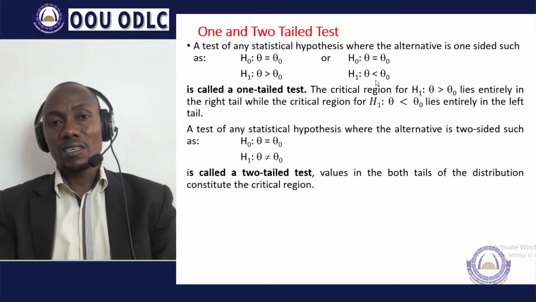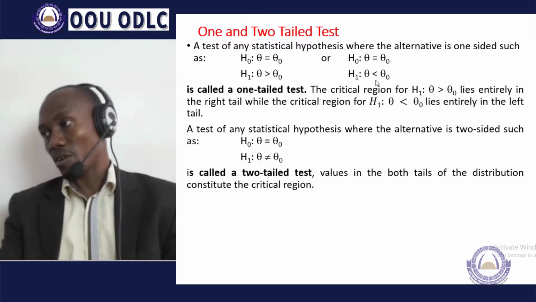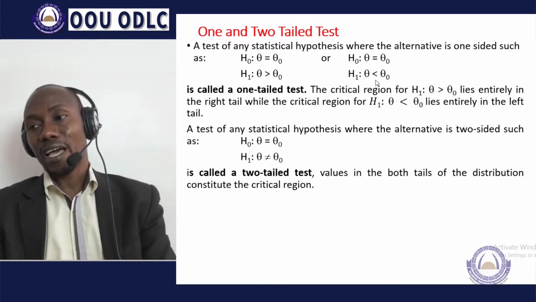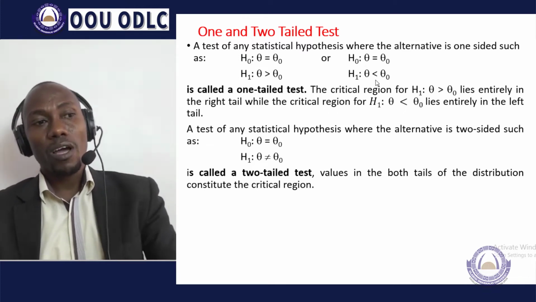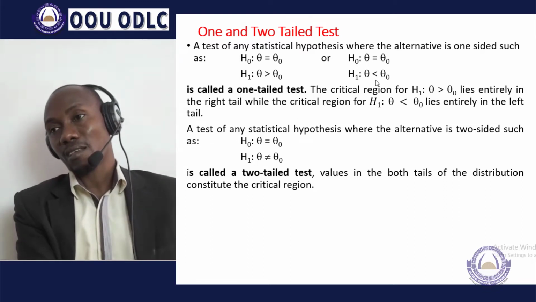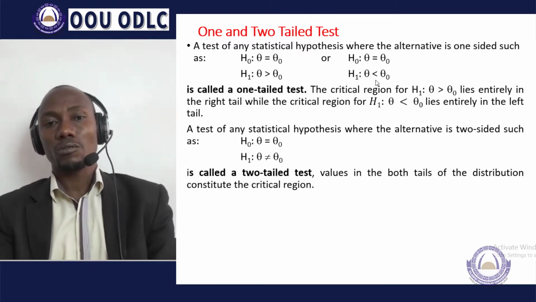So in such a case, it is a one-tail test, because when it is greater than, it means it falls to the right hand side. When it is less than, it means it falls to the left hand side. That is, one side is known.